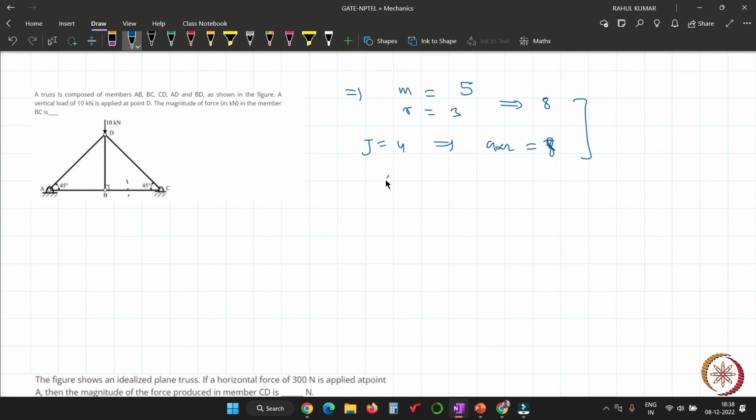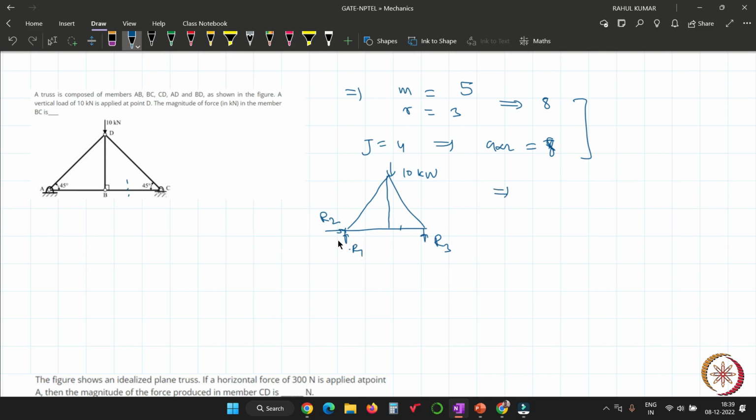Here there is a force of 10 kilonewton, and the reaction forces are R1 and R2. Since it is a roller joint, there will be only one vertical force and no horizontal force. And here there is a member whose force we have to find. First I isolate the whole structure and find the reaction forces, then I go through the equilibrium equations.